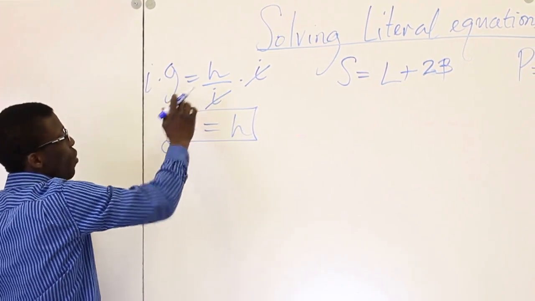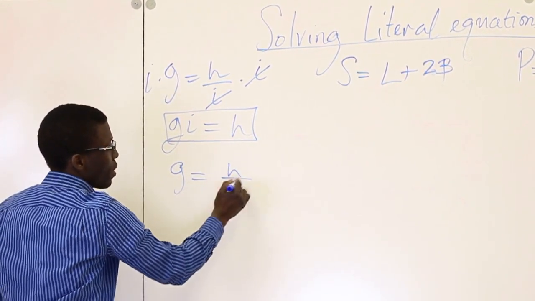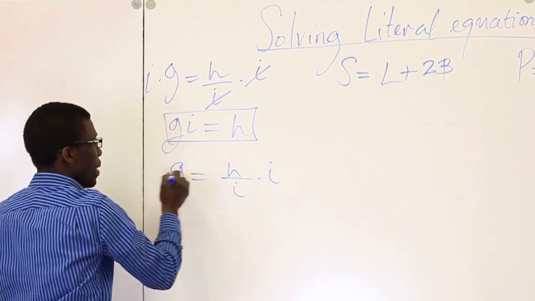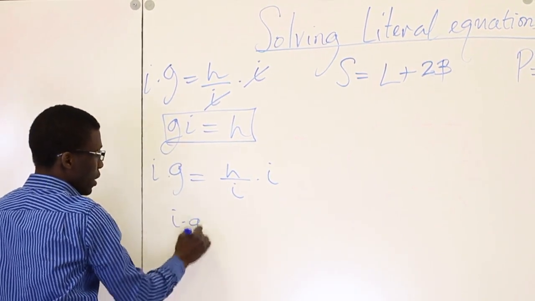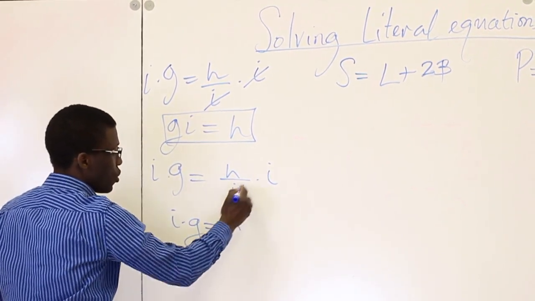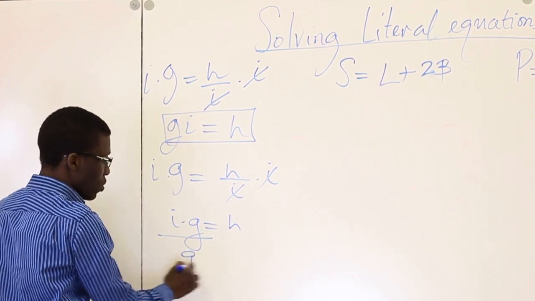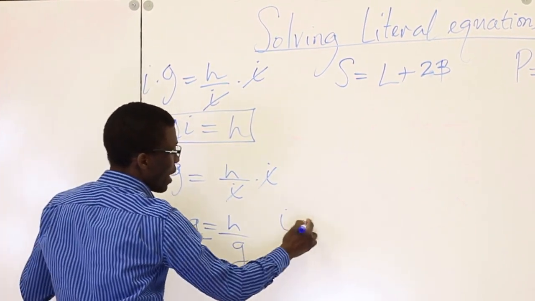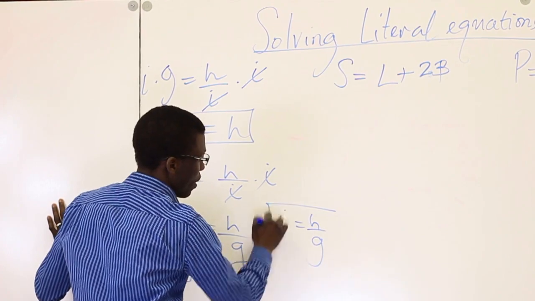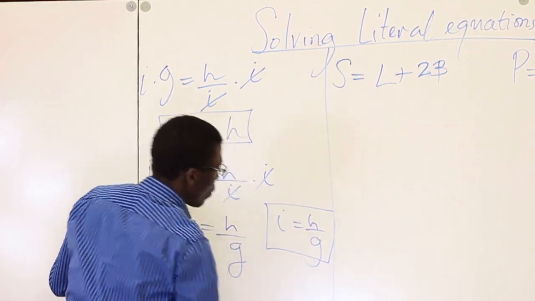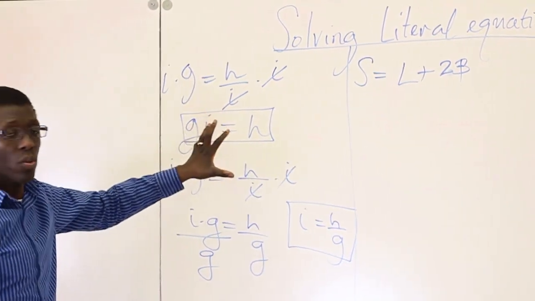Now what if you're solving for i in that same problem? Well, you would multiply both sides by i, okay? So you get i g is equal to h. Then you divide both sides by g, so i is h over g. Okay, so that's the first example of solving literal equations.